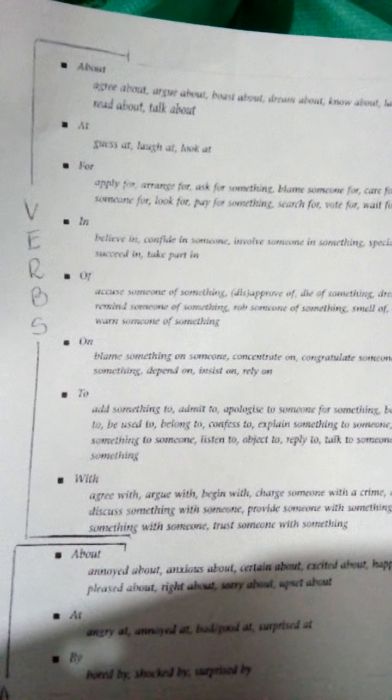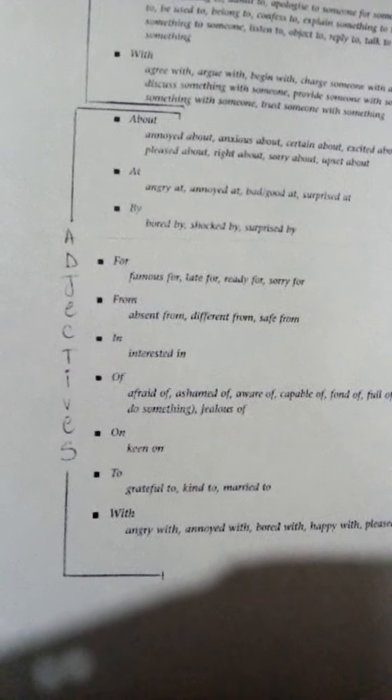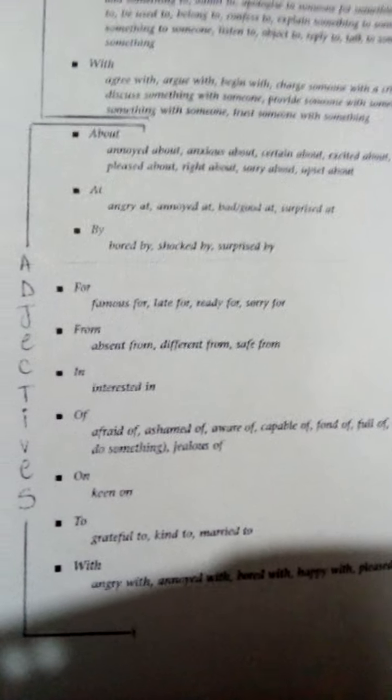So first of all, we have the verbs that are commonly followed by these prepositions you see there: about, at, for, in, of, on, to, and with. Secondly, you have the group of adjectives. You see that I divided verbs and adjectives, because here it says verb and adjective. So these are the adjectives and these are the verbs. In the case of the adjectives, you have the typical adjectives that are followed by these preps.